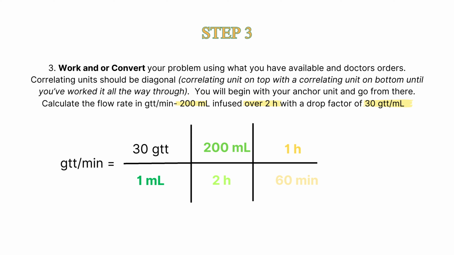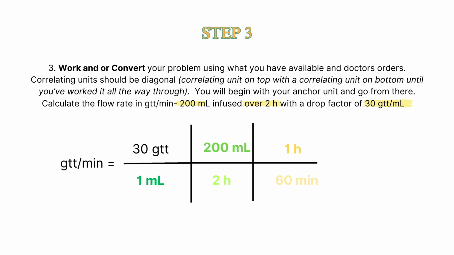Step three is what we call work and convert. We're going to look at our problem, at what we have on hand as well as the doctor's orders, in order to plug in our numbers. When we look below, we see that we have drops per minute because that's our anchor unit. Then in step two, we listed 30 drops because 30 is the number associated with our anchor unit, which is drops. We put drops first because that's the first unit of measure listed.